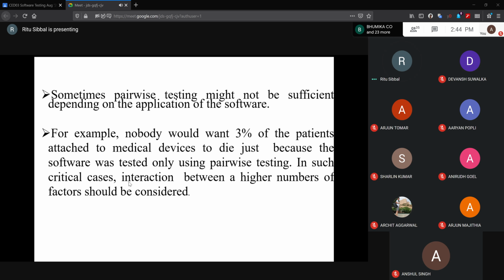So 2 is pairwise interaction, and if you want to find 100% of faults, then 6-way interaction is sufficient, or 4-way interaction is always sufficient. Now for non-critical software, 3-way interaction is also sufficient.